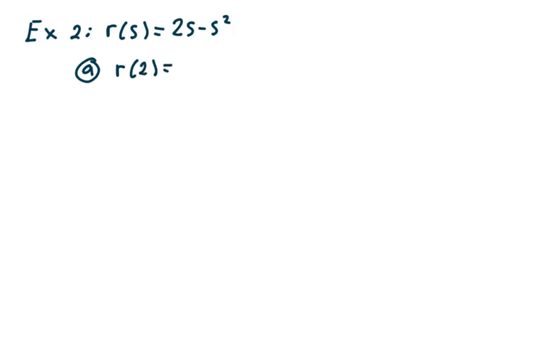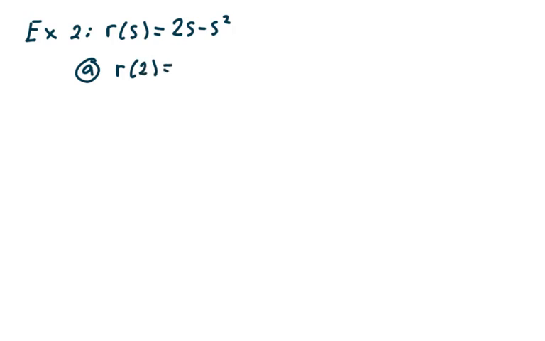And with that, let's take a look at example 2. Suppose I had R of S equals 2s minus s squared. And then I want part A. Suppose I want R of 2.